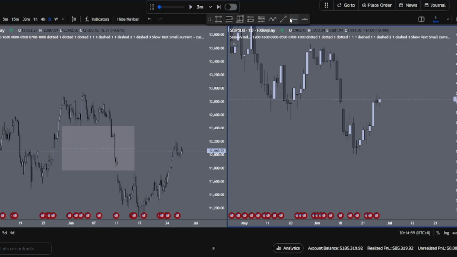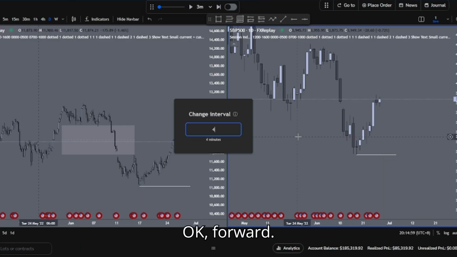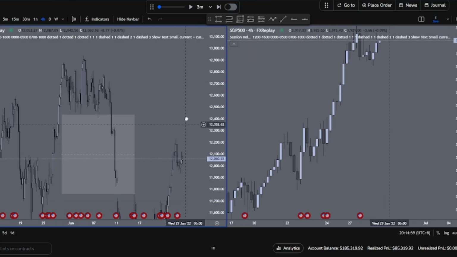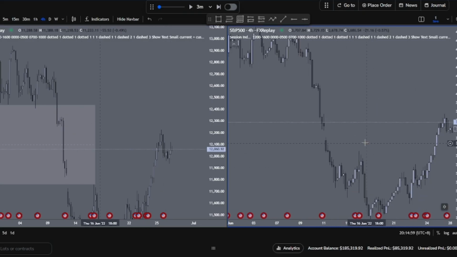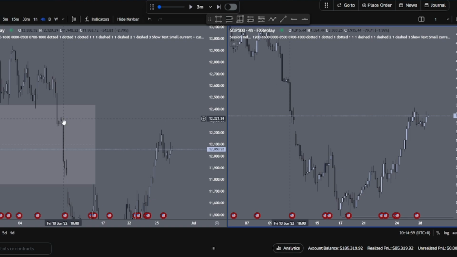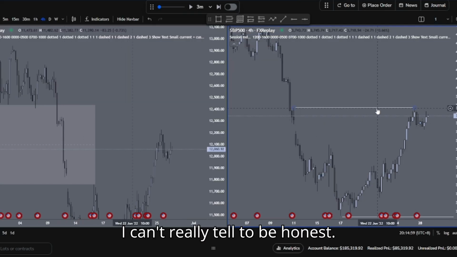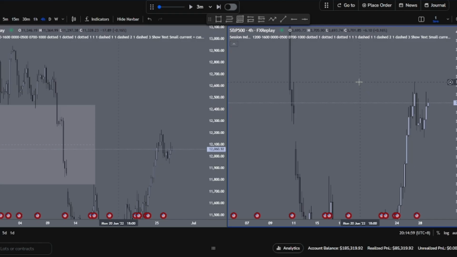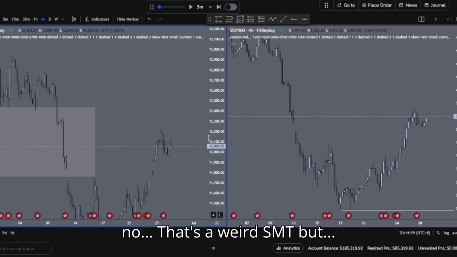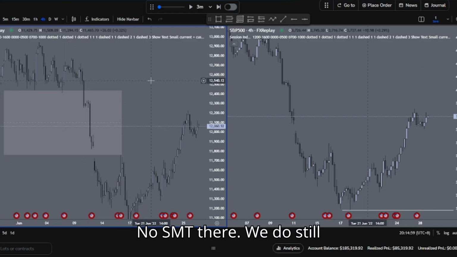So let me just mark this, draw liquidity out. Okay, 4 hour. Nothing much. Would I consider this an SMT? I can't really tell, to be honest. Nah, I think it got taken. That's a weird SMT, but no SMT there.